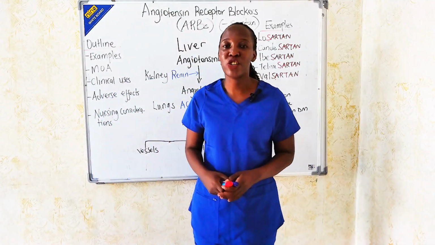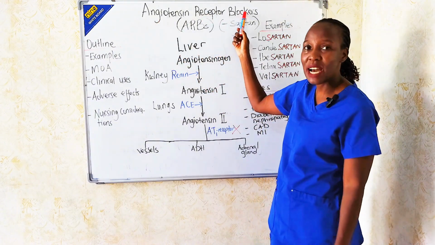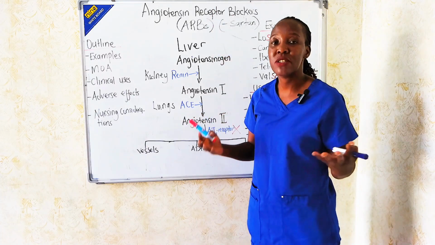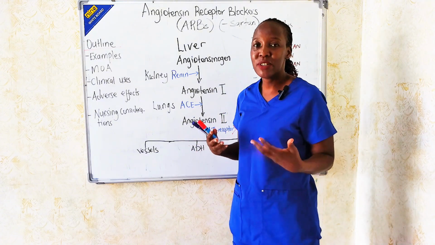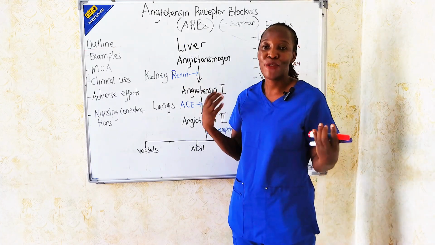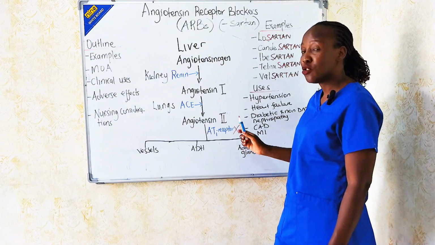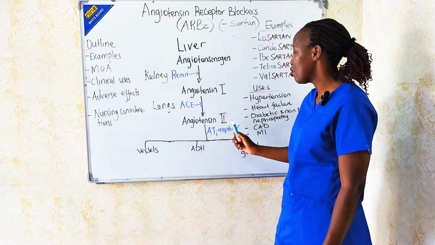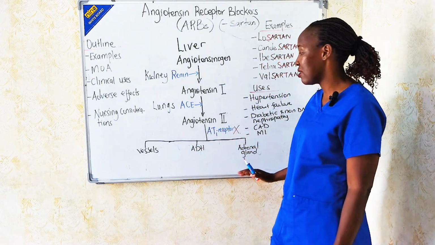Let's look at the mechanism of action of the ARBs. Like the name says, the angiotensin receptor blockers, they bind to angiotensin 2 receptor and prevent angiotensin 2 from binding. We can also refer to them as antagonists. An antagonist is that drug that binds a receptor and prevents the agonist of that receptor from binding. So ARBs are going to bind to the angiotensin 2 receptor subtype 1, and then they will block angiotensin 2 from binding. If that happens, we are going to have a reversal of the effects of angiotensin 2.